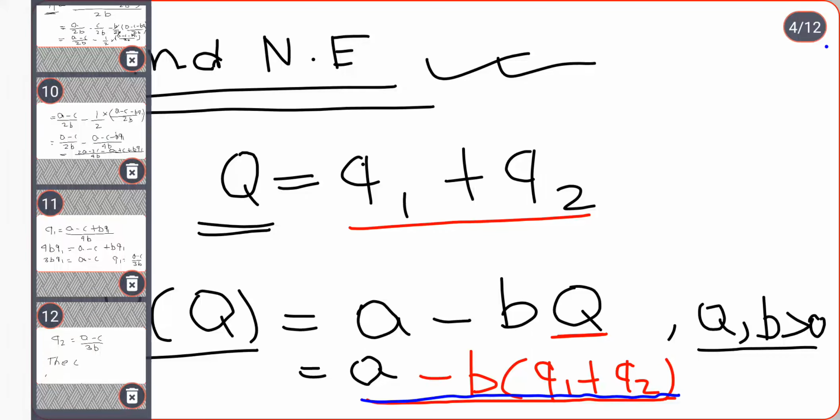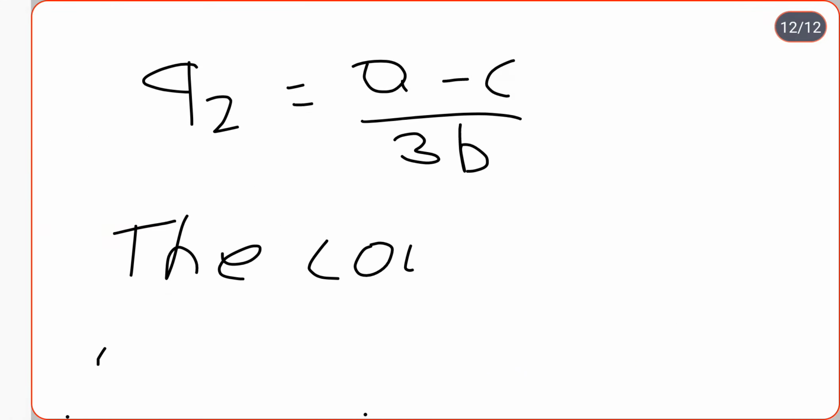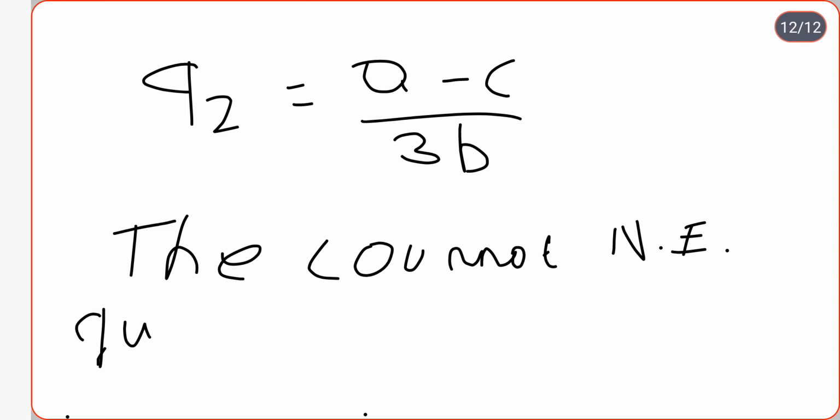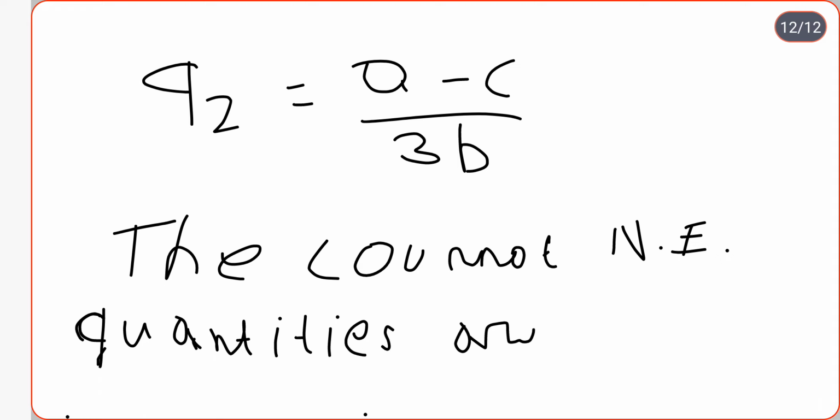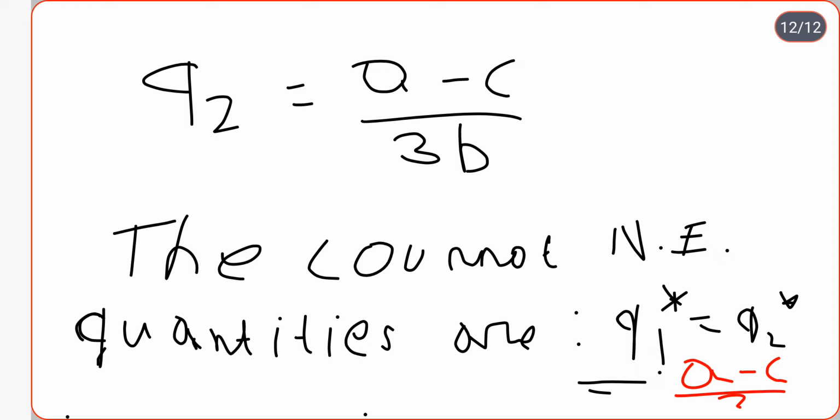We are trying to find out the Cournot-Nash equilibrium quantities in which both the firms agree to produce. So the Cournot-Nash equilibrium quantities are nothing but q1 star equals q2 star equals a minus c by 3b.